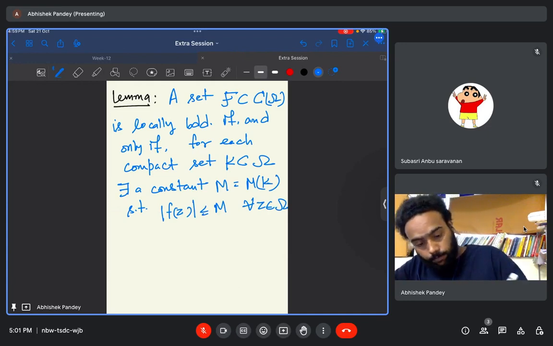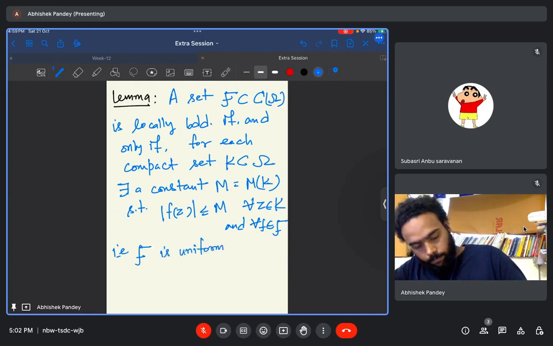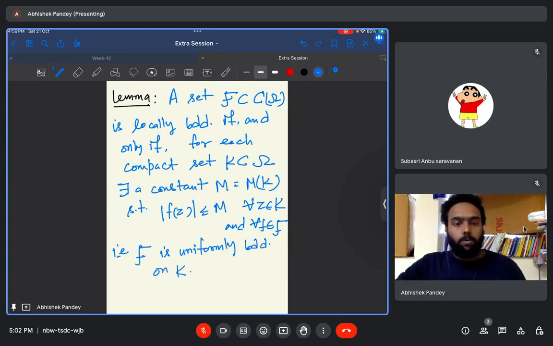Oh, sorry. So for every z belongs to K and for every f belongs to F. That is, this family F is uniformly bounded on K. So I said F is locally bounded if and only if the family F is uniformly bounded on every compact set K.